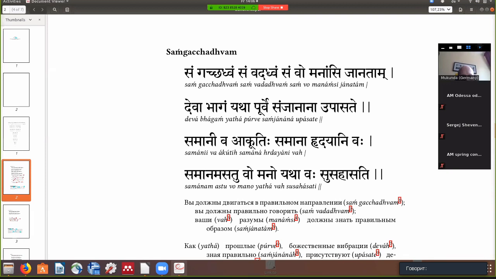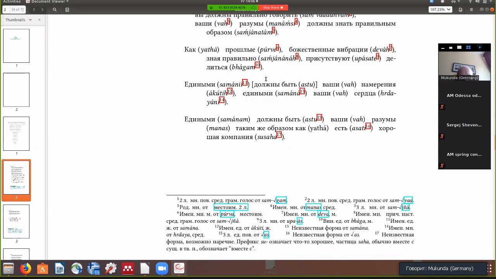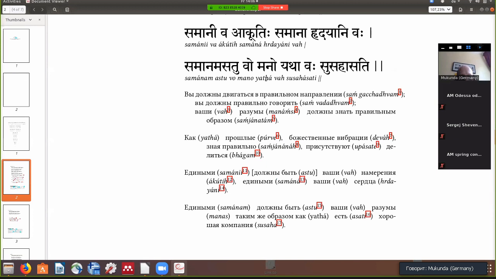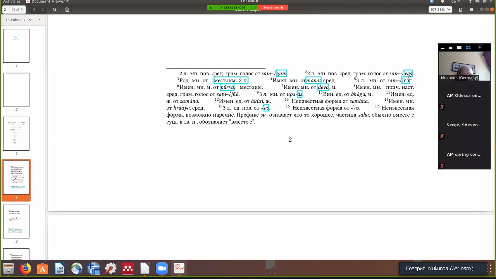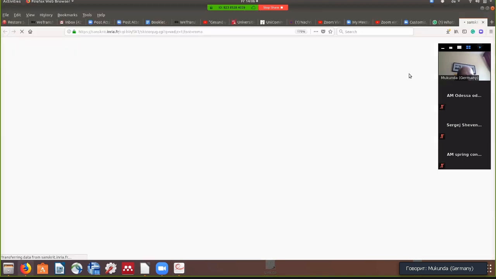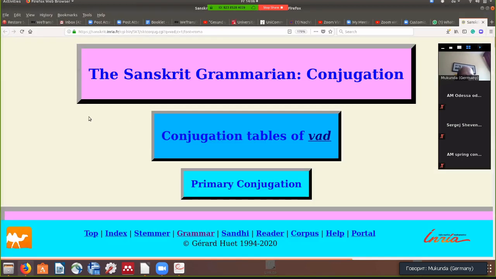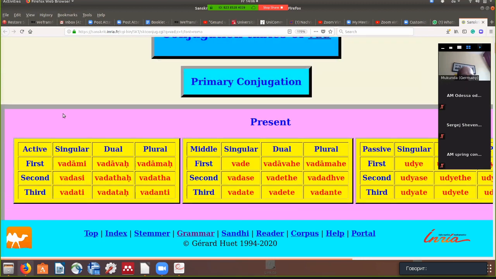Va-da-dhvam. Let me show you, if we go down, you can click on these and it will open a conjugation table, and you can see how Sanskrit makes its words. It is rather similar to Latin, but you have a much greater richness of endings.